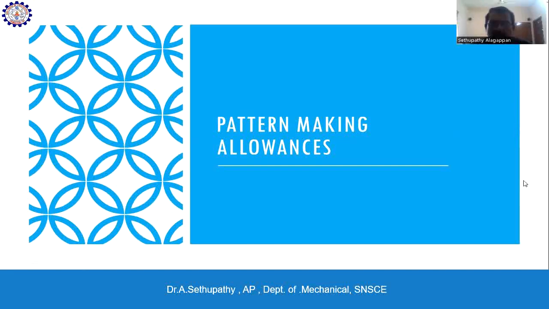So in pattern making allowances, this is one of the problems we understood from using patterns in the casting process. What are the allowances we need to fix in the patterns, and how will the pattern allowances be converted into a good or correct shape of the castings? This is the theme we will discuss today.